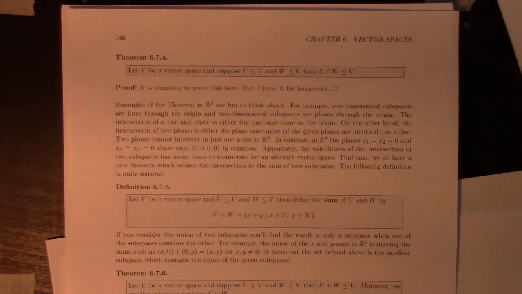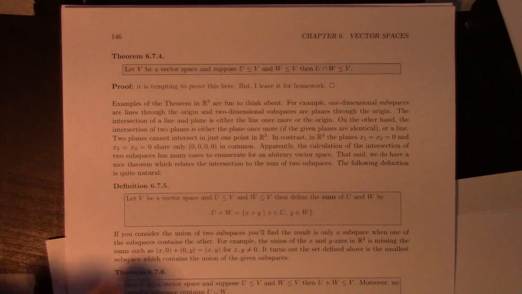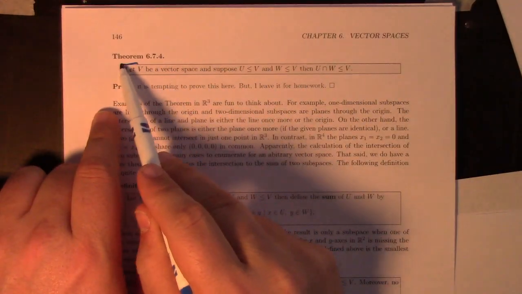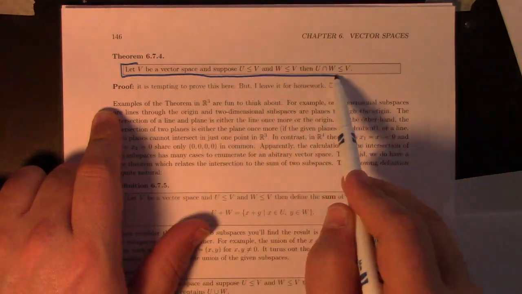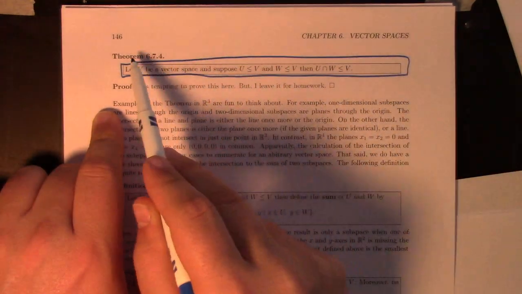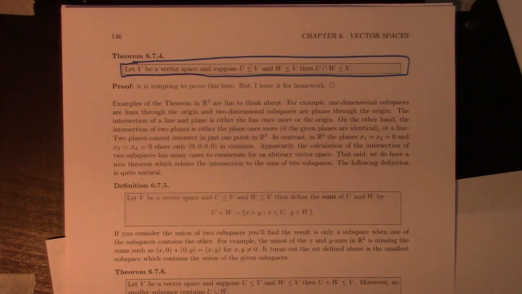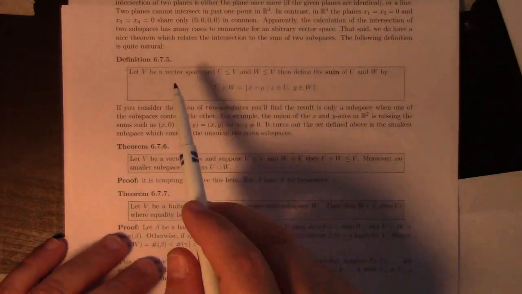Next up, we just have a few small comments. One of the things I've asked you to prove in the homework is that if we have two subspaces, the intersection is again a subspace. Use the subspace test theorem to prove that. It shouldn't be bad.